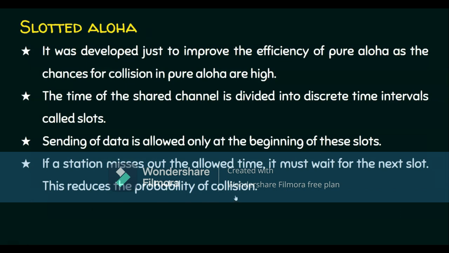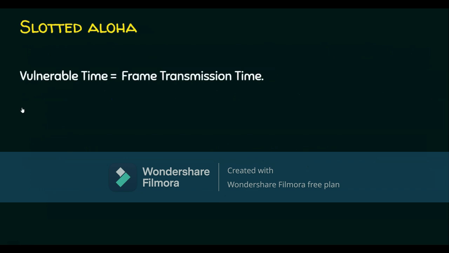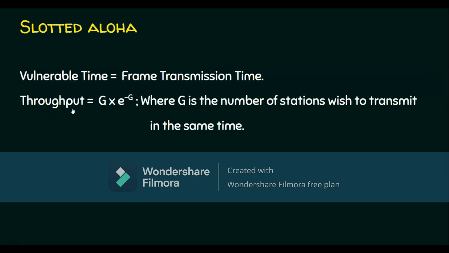We will see the formulas for Slotted Aloha now. The vulnerable time is the frame transmission time, and we have already seen that. And the throughput here is G into e power minus G, where G is the number of stations that wish to transmit at the same time. How does this formula differ from Pure Aloha? In Pure Aloha, the throughput is G into e power minus 2G. And here it is G into e power minus G. The maximum throughput in Slotted Aloha is 0.368 for G equal to 1, whereas in Pure Aloha it is 0.184 for G equal to half.